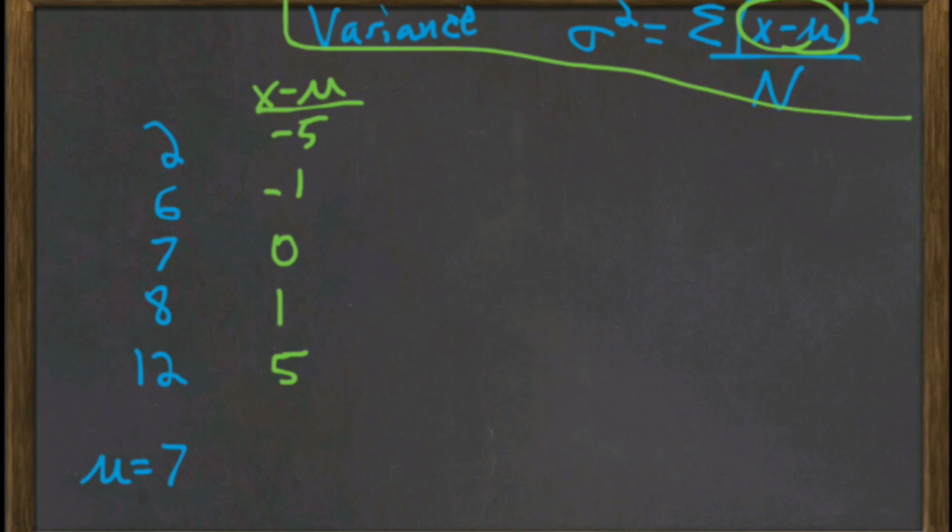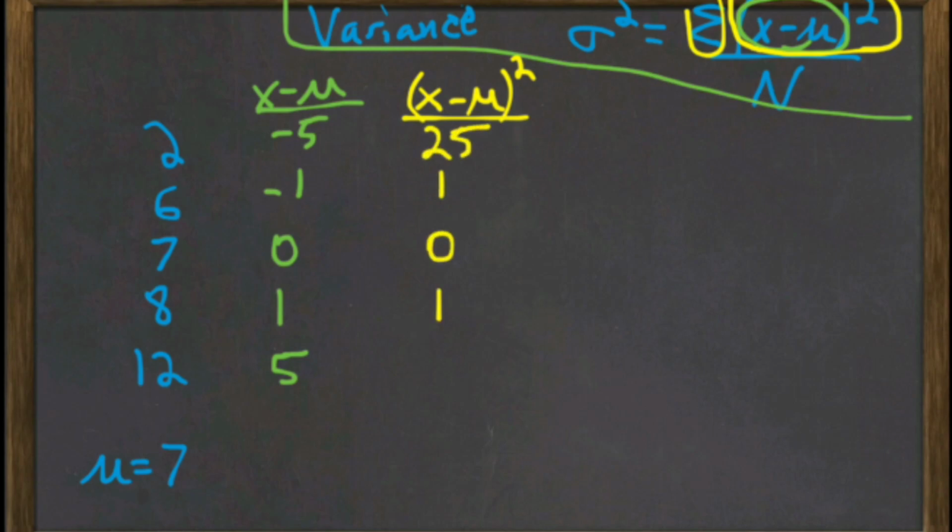So we're not going to sum this up. What we're going to sum up, remember, this summation here, let me just switch colors here. This summation works over this whole area, so all this is included within the summation. And so we need to go ahead and square this. We're going to do x minus mu squared, which is just the square of this column. So -5 becomes 25, -1 becomes 1, this becomes 0, 1 becomes 1, and 5 becomes 25. Next we're going to sum these. So this becomes 52.